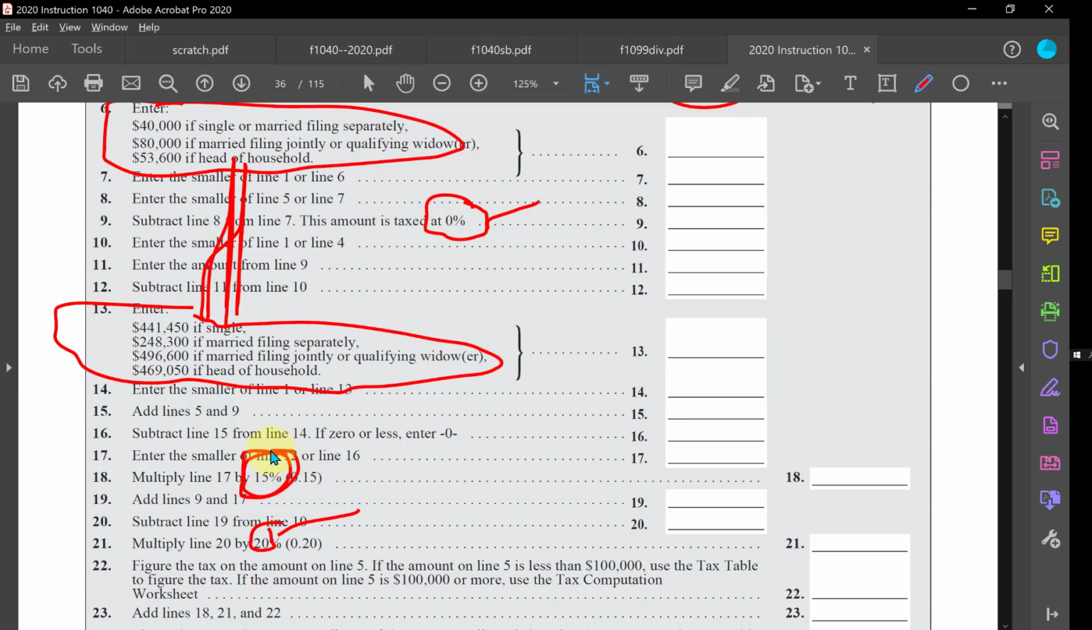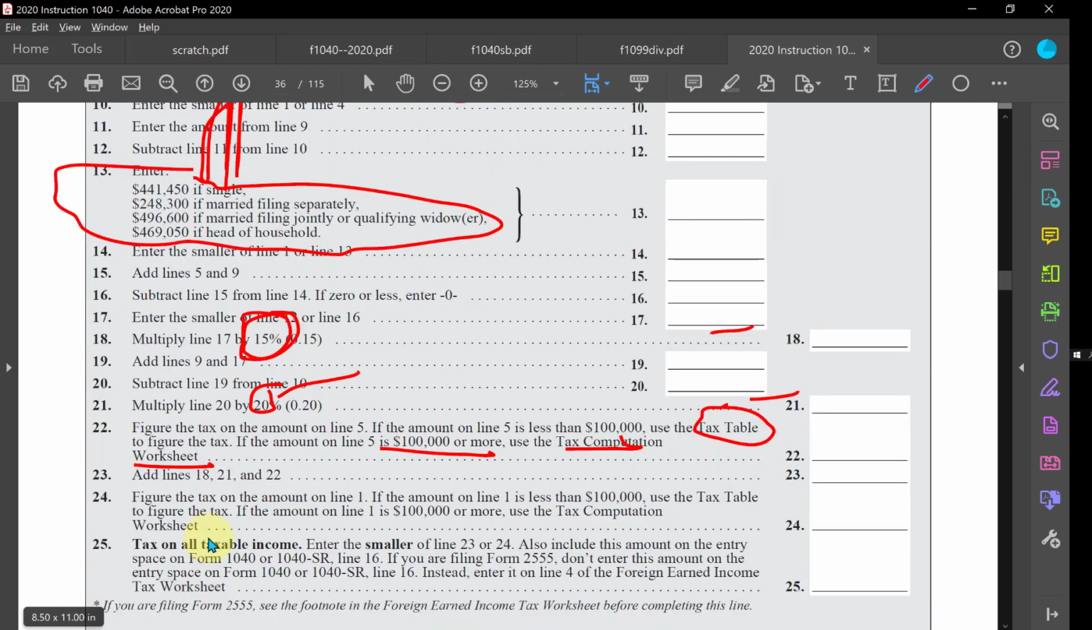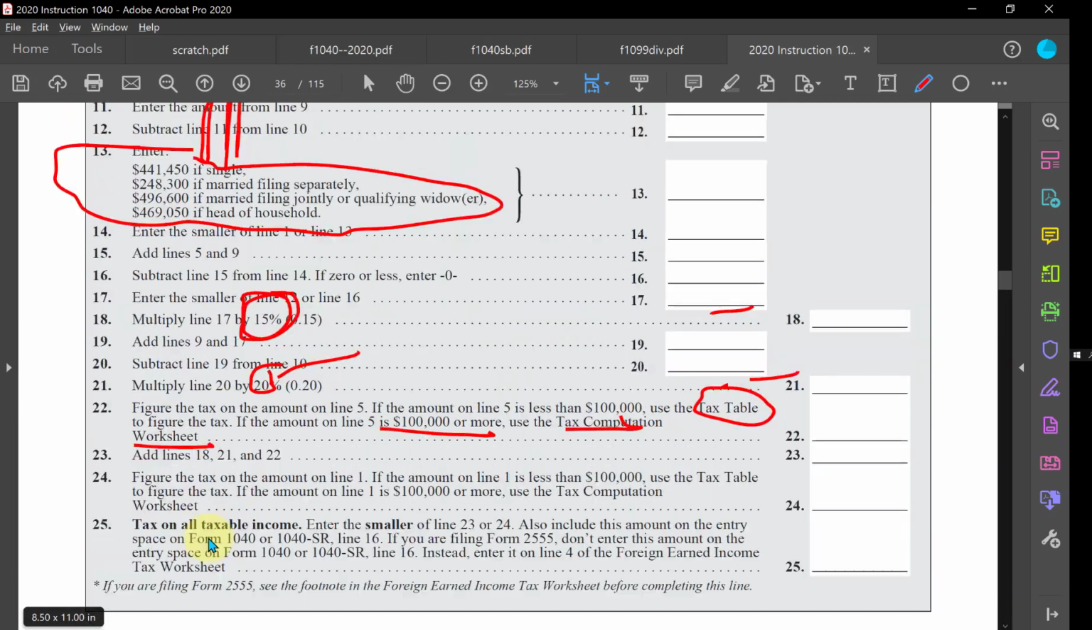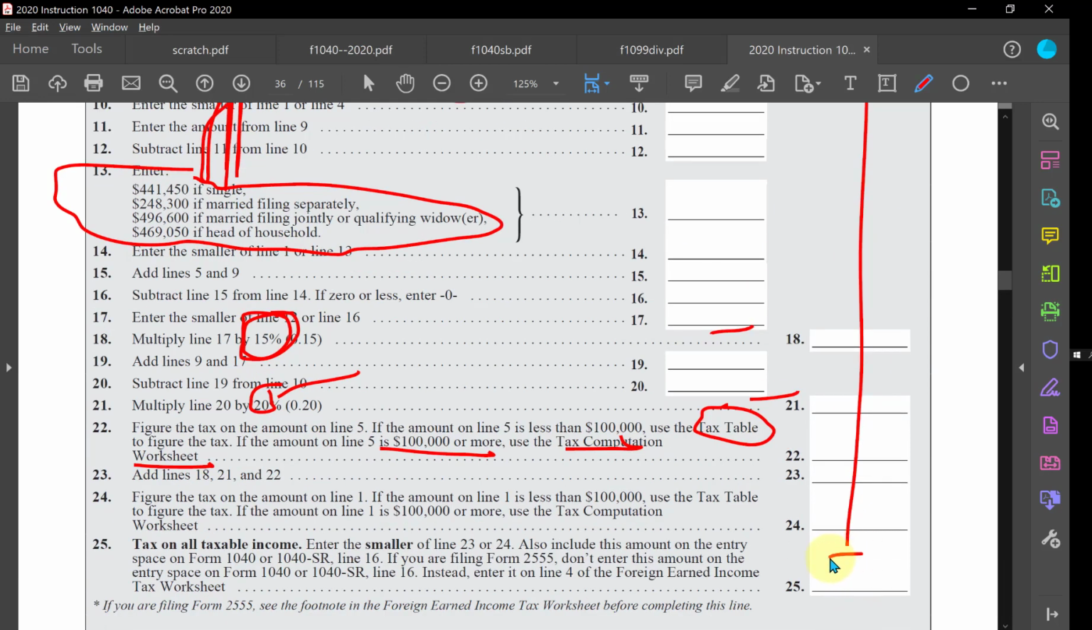So on this worksheet, you would figure out the tax at 0 and 15 and 20, and then figure out the tax on the regular income, be it using the tax table, or if the remaining taxable income is over 100,000, we know we need to use the tax rate schedule. Here they call it the tax computation worksheet. I think it's on the next page or some future page in this instruction book. Then you add up all the tax lines over here, and this will be the total tax liability for our taxpayer. You cannot just use the tax table or the rate schedule by itself.